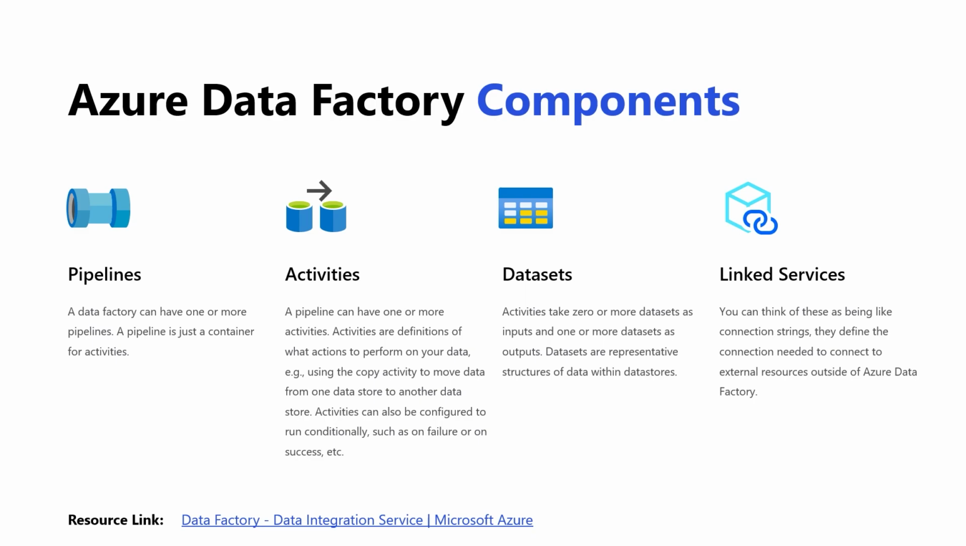The first one is what we call pipelines. A data factory can have 1 or more pipelines. A pipeline is just a container for activities. So basically inside your pipelines, you might have different types of activities that you're doing, right? You might load your data. You might go and remove all the null values from your particular data set, right? Those are considered activities, and you have multiple activities that would fall under a pipeline.